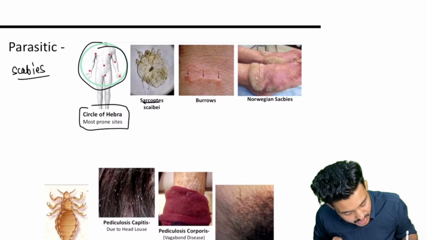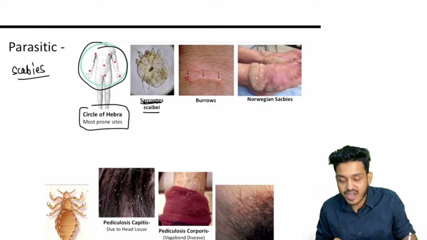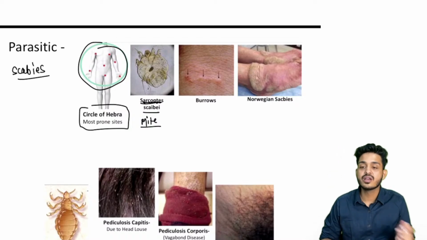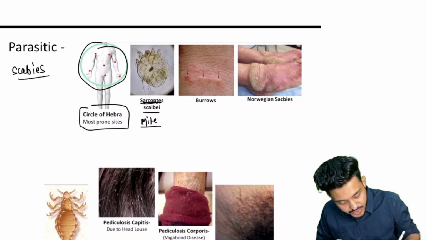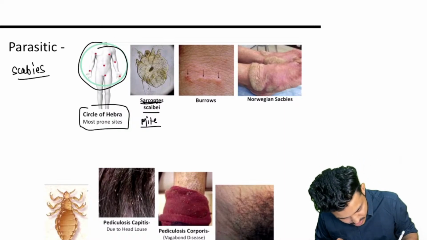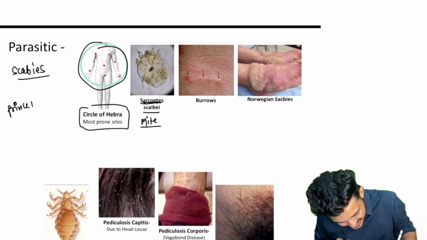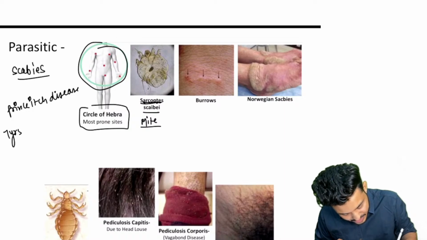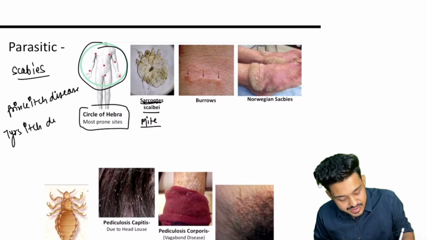So what is the causative agent here? That would be your Sarcoptes scabiei. Okay, ये mite होता है, that would be causing itching. Okay, बहुत ज़्यादा itching होती है. It is also known as prince itch disease, or it is also known as 7 years itch disease. इतनी ज़्यादा itching होती है.